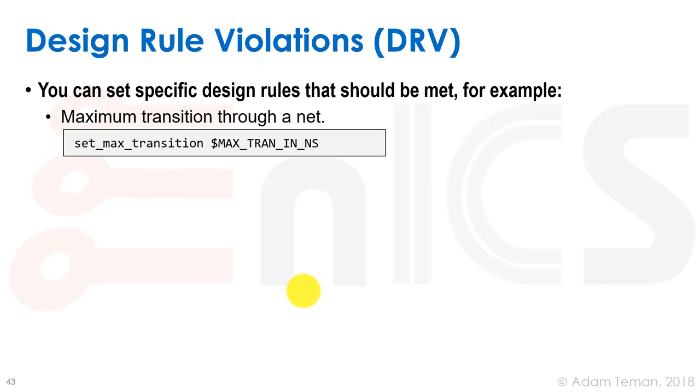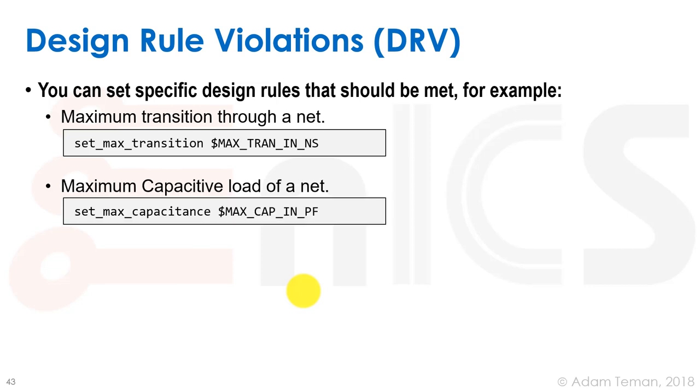One is the transition of a net. So we can write set_max_transition and give it some number in nanoseconds. And the tool will check that no net has a larger transition, a t-rise or a t-fall, above this constraint. You can do set_min_transition as well. Maximum capacitance, so you would do set_max_capacitance and say what the maximum capacitance is.